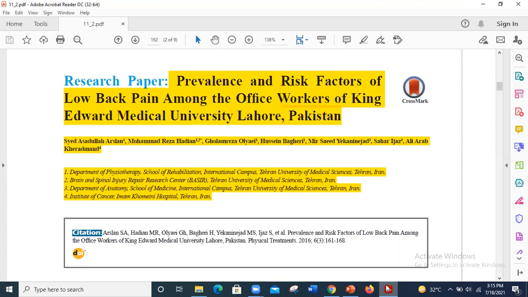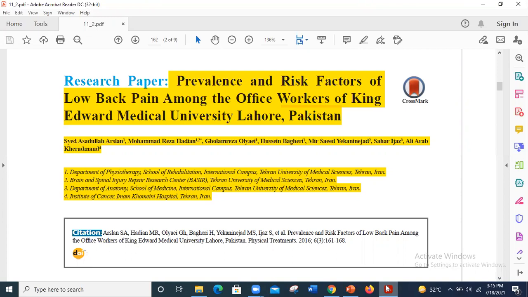Research paper, as you can see on my screen, here is first of all a title saying prevalence and risk factors of low back pain among the office workers of King Edward Medical University, Lahore. Being a medical professional, I have chosen the medical topic so that it would be easier for me to convey in a more convenient method.